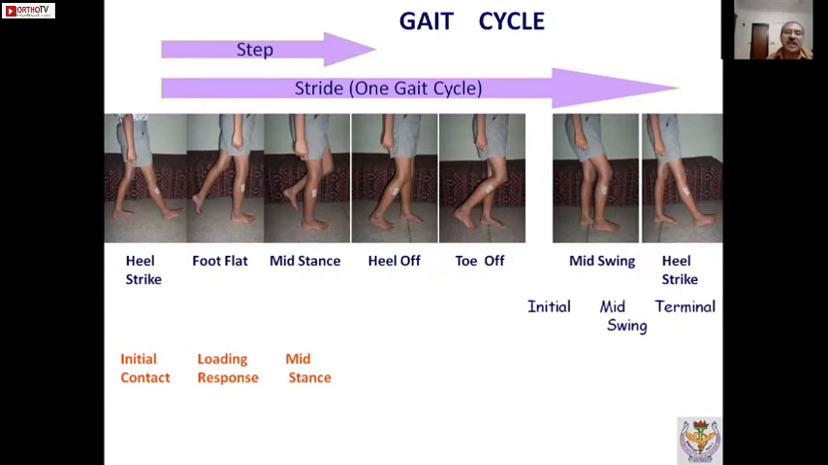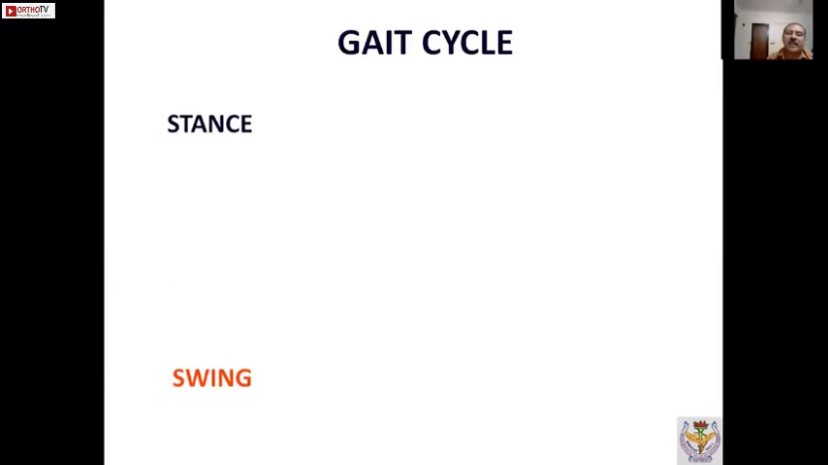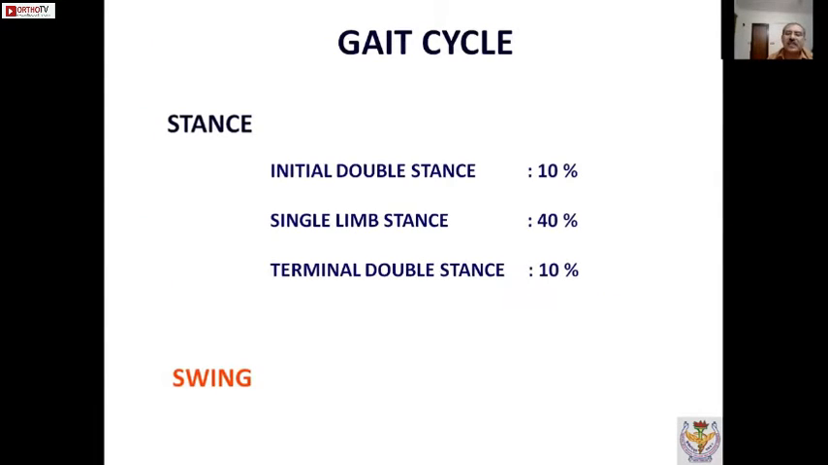So during the mid stance, most of the pathologies get revealed, whether it's the Trendelenburg gait or the antalgic gait, because in the antalgic gait, the patient will not stand on a single limb stance for a long time because it's painful, right? And as I said, the single limb stance is only 40% of the 60% stance phase.